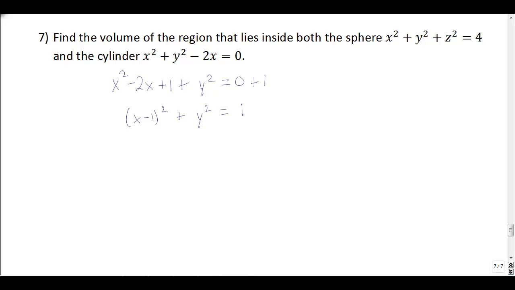So that is a cylinder. It's radius 1, but it's not centered at the origin. It's centered at x is 1, y is 0, z is 0. So if I draw this, maybe one of the nice ways to draw this is in the xy plane.